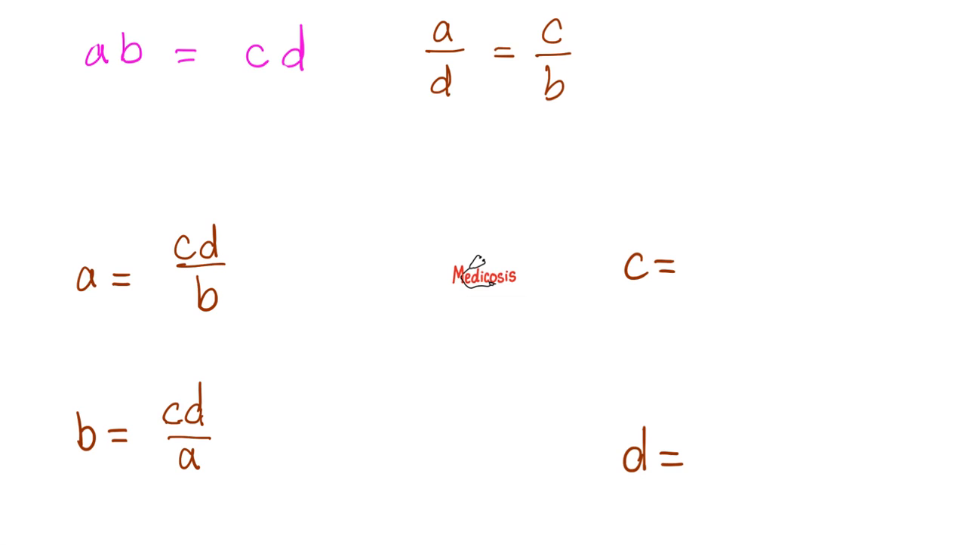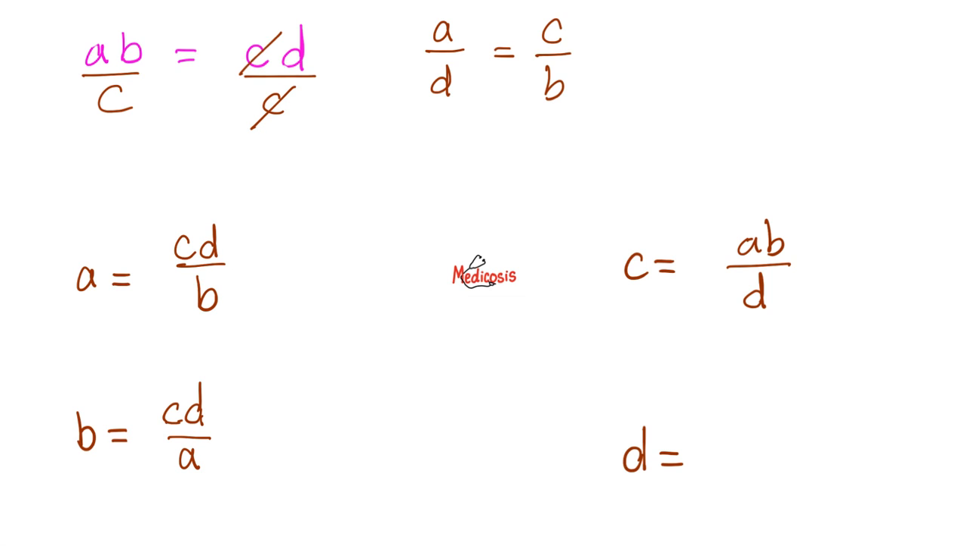Next, I want C alone. If you want C alone, you need to divide each side of the equation by D. Cancel D with D. C equals AB divided by D. Here is AB divided by D. Last, we have D alone. If you want D alone, divide each side of the equation by C.